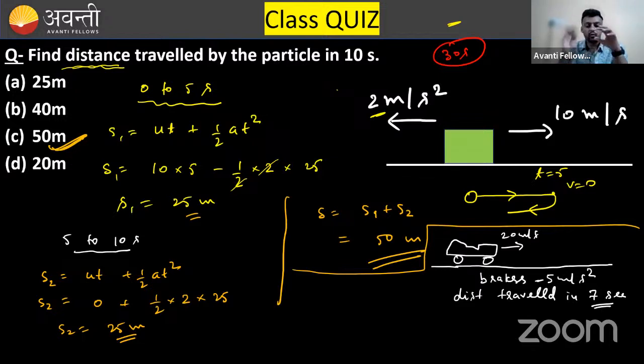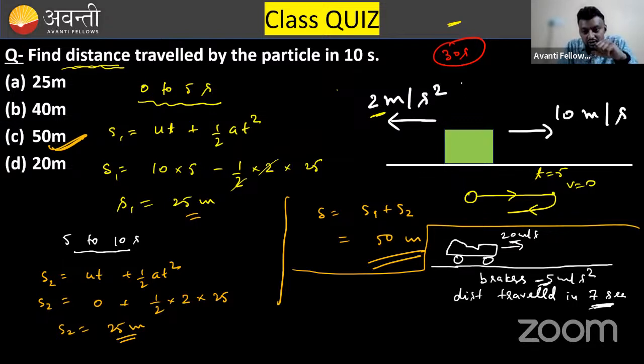Clear? So what's the problem here? You can clearly see that the car will stop after 4 seconds. Can you see this? Because initial velocity is 20 and retardation is 5. So after 4 seconds, car will stop. So the remaining 3 seconds, car will not move. Are you getting my point?